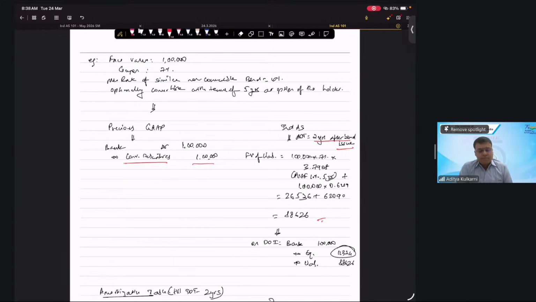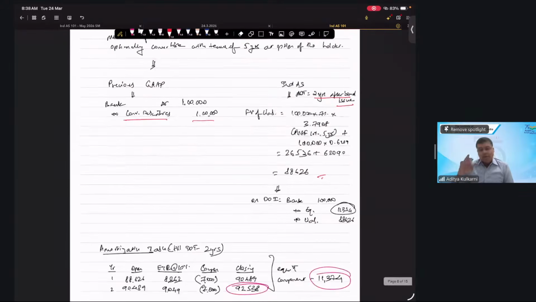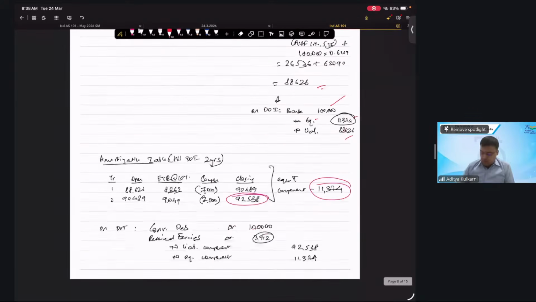Yes, sir. So what would have been your entry if it was under Ind AS? Bank account debit 1 lakh, to liability component 88,626, to equity component 11,374. Are you able to follow up till now? Yes, sir. Now you prepare the amortization table: opening balance, EIR, coupon, closing balance.